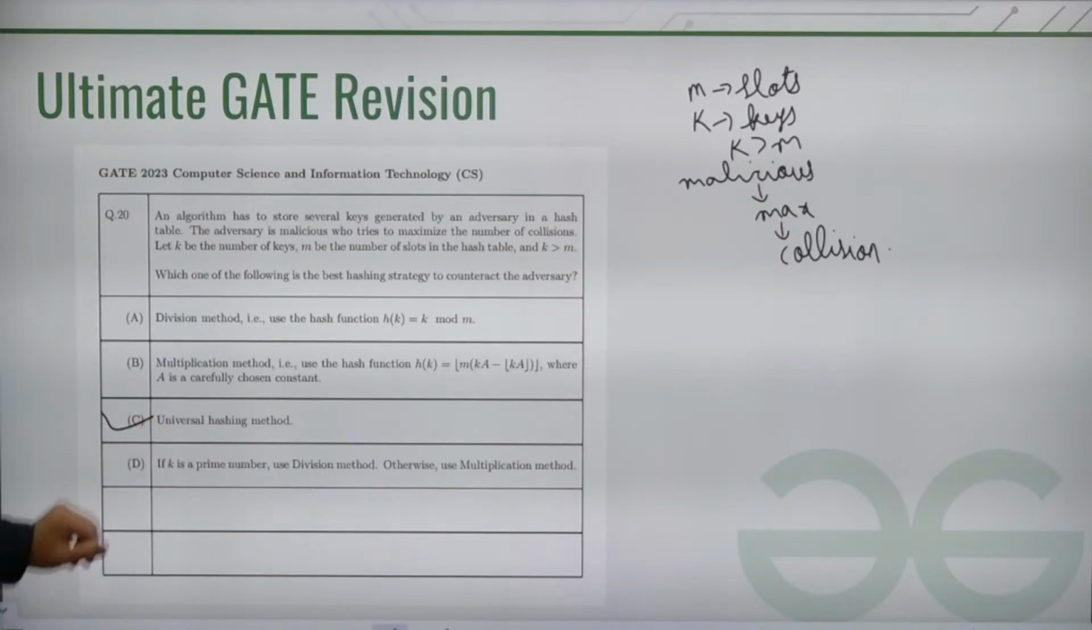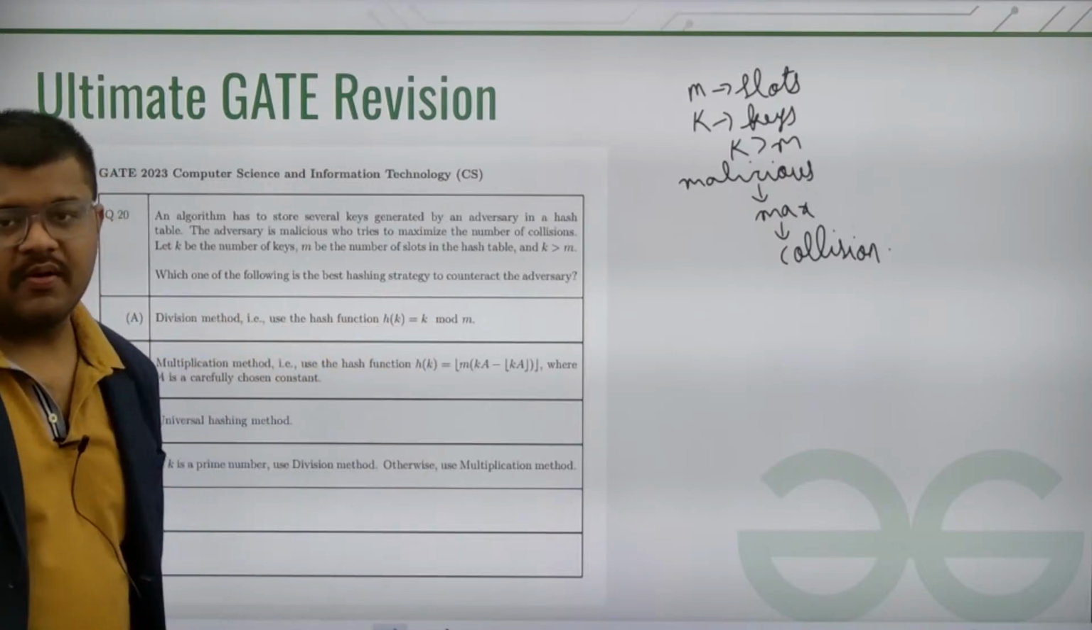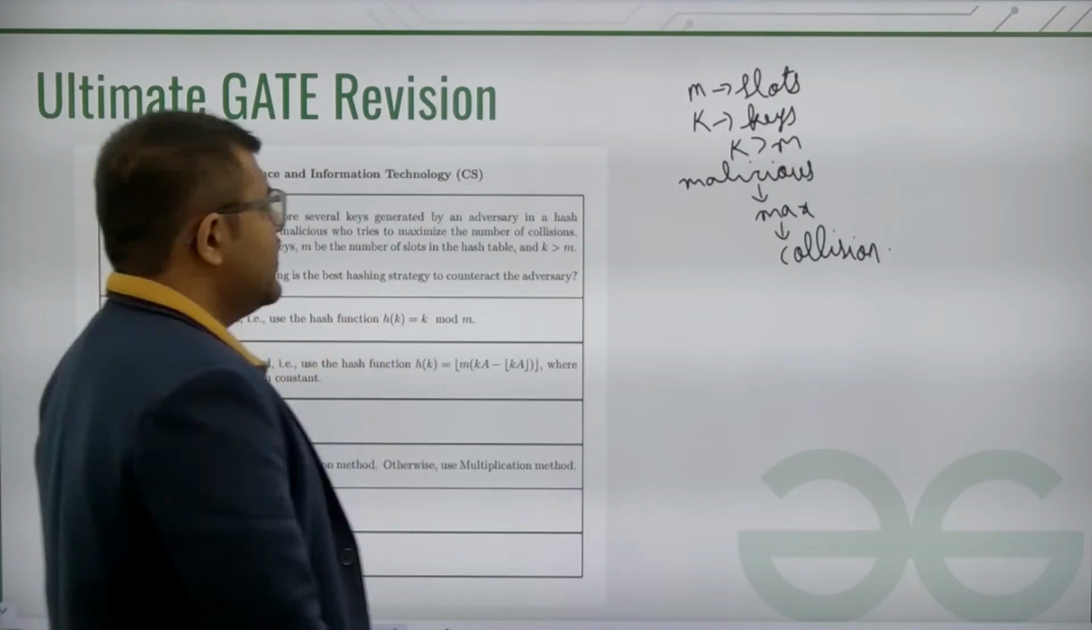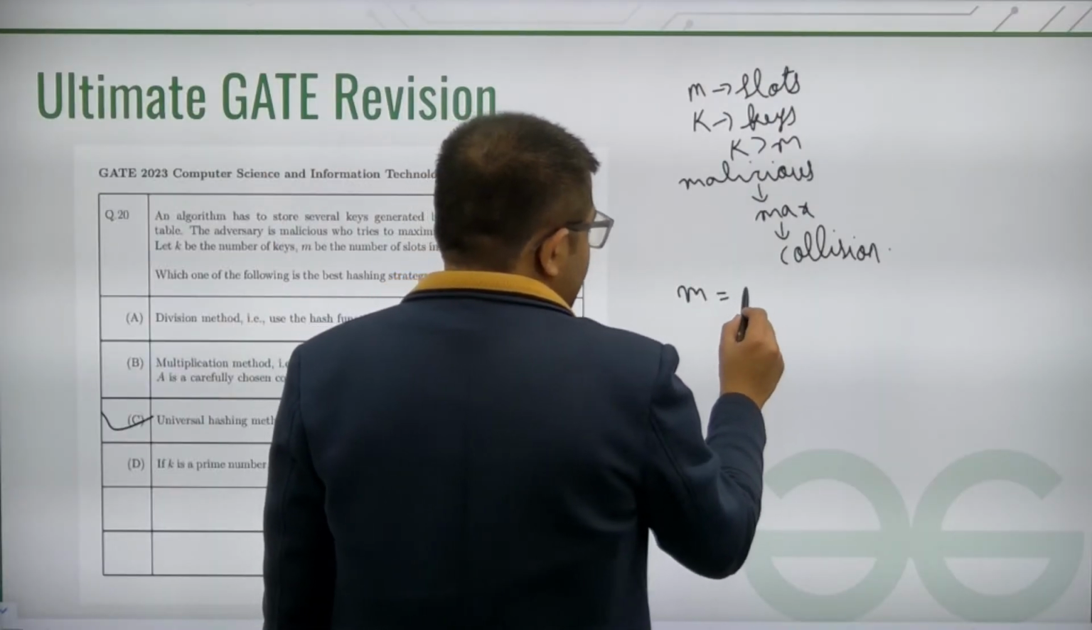Other than that, if you see, one is the division method that uses the hash function h of k equals k mod m. Okay, now let's say your m is, let's say, anything. Let's say you take 29.